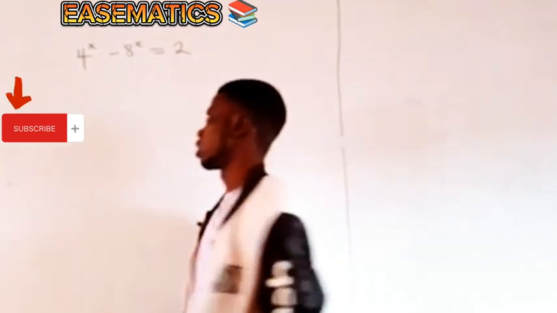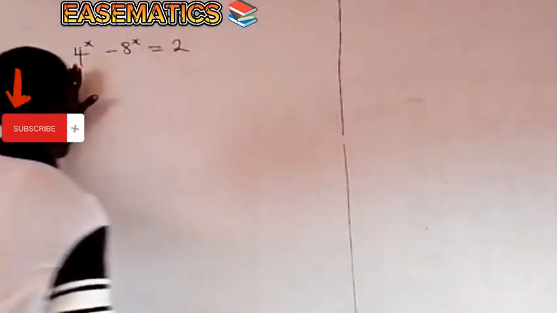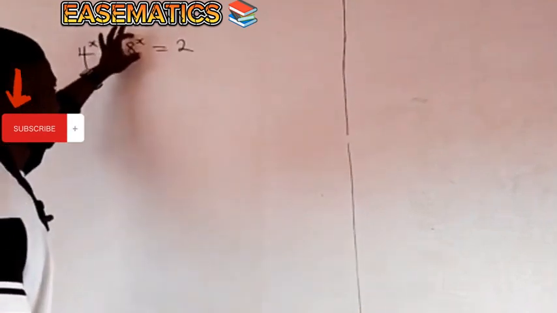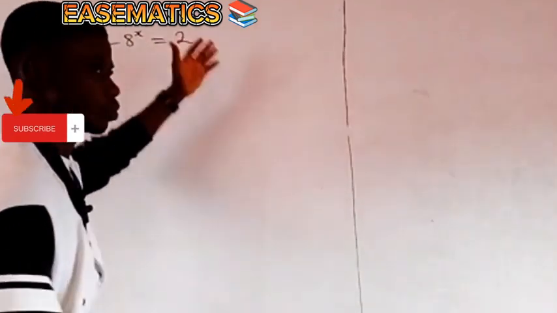In this video, I'm going to give a solution to this indicial equation problem: 4 to the power of x minus 8 to the power of x is equal to 2.